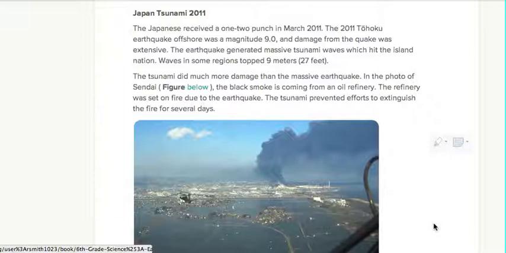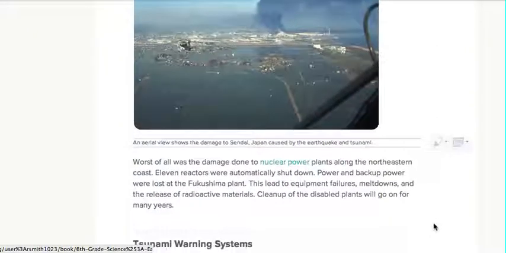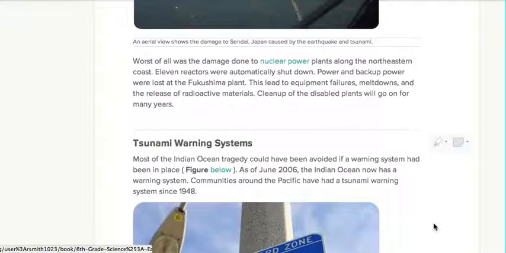In the photo of Sendai below, black smoke is coming from an oil refinery. The refinery is set on fire due to the earthquake. The tsunami prevented efforts to extinguish the fire for several days. Worst of all was the damage done to the nuclear power plants along the northeastern coast. 11 reactors were shut down. Power and backup power were lost to the Fukushima plant. This led to equipment failures, meltdowns, and the release of radioactive materials. Cleanup of the disabled plants will go on for many years.